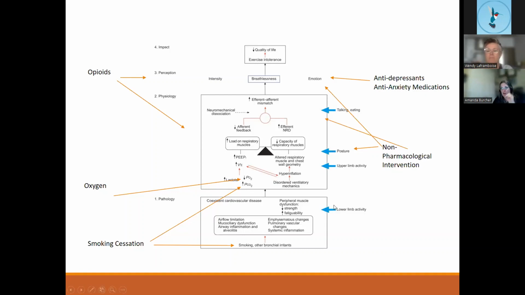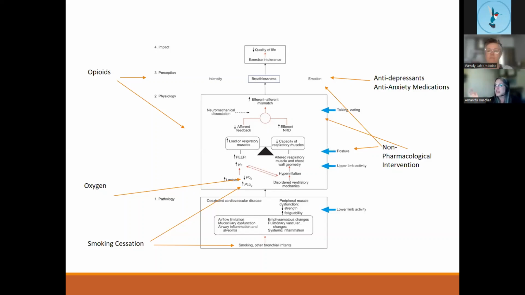Opioids work both on the perception of dyspnea as well as the physiology. So opioids will relax your smooth muscles of breathing and allow the patient to take a fuller, deeper breath. They also reduce the respiratory rate. So if somebody's huffing and puffing and feeling incredibly dyspneic, they'll slow that down a little bit and let them take a fuller, deeper breath. They also modulate your dyspnea perception, so they reduce the sensation of breathlessness in the brain.